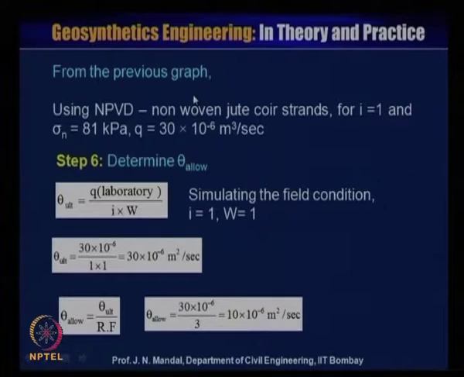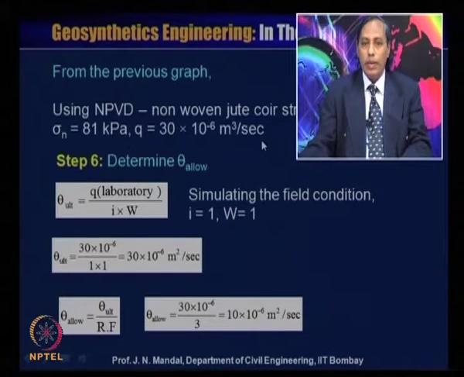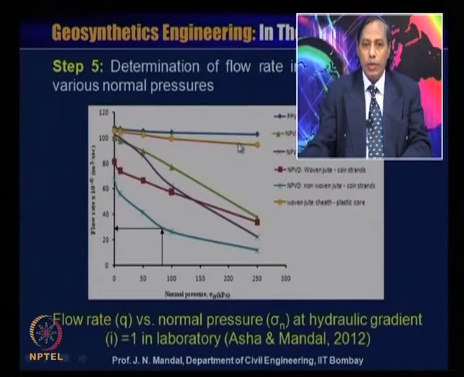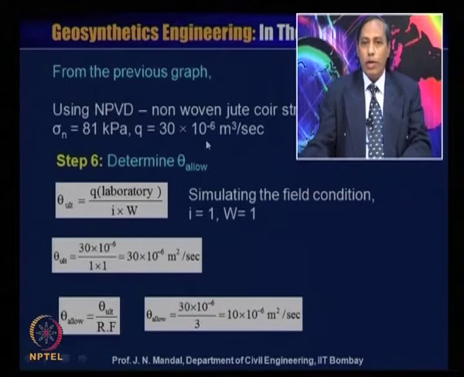So, from the previous curve, using the natural prefabricated drain or non-woven jute coir, for i equal to 1 and sigma n of 81 kilopascal, Q is 30 into 10 to the power minus 6 meter cube per second. For 81, the corresponding flow rate is between 20 and 40, so this is 30 into 10 to the power minus 6 meter cube per second.